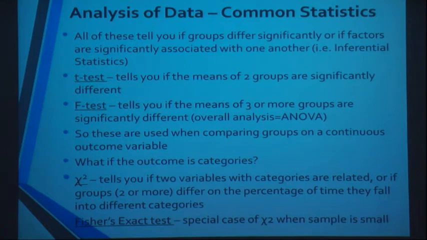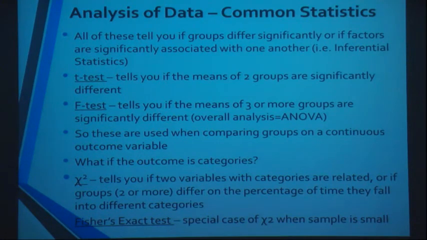Great, but all data doesn't come to us continuous, right? We have groups a lot of times. We want to know the percentage of babies that are low birth weight, for example, for 2 different groups. So that would be a category. In this case, we often use a test called a chi-square. This tells you if 2 groups with categories are related, or if 2 groups or more differ on the percentage of time they fall into different categories.